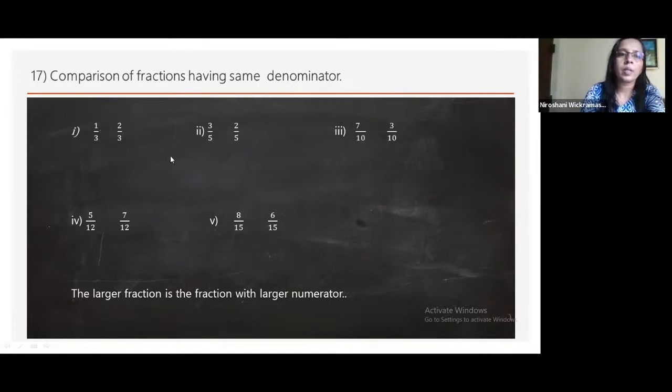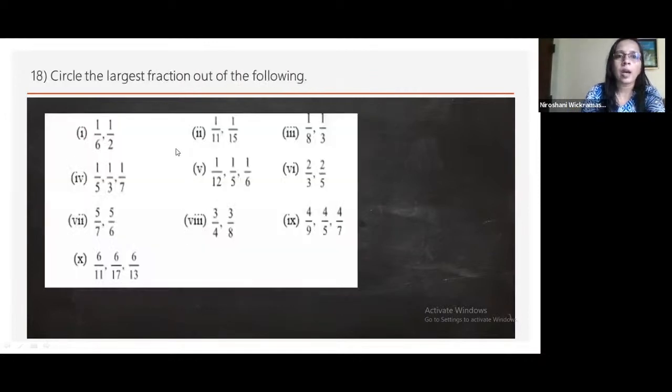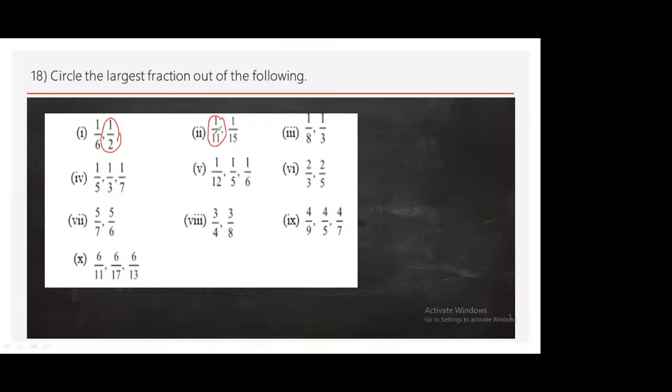Question number 80. Circle the larger fractions out of the following. Now check. The numerator is always 1. So the fraction with the smaller denominator is the largest one. So this is the largest one. Here, this is the largest one. Choose the smaller denominator, that is the largest. Here also take the smaller denominator, so 1 over 3 is the largest fraction.